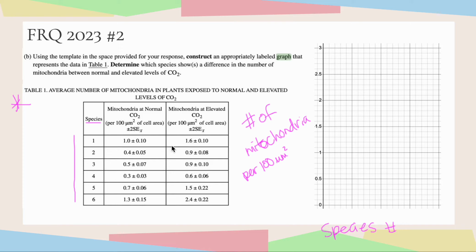So let's go ahead and start it off. On the x-axis, we want to just make sure that our spacing is even. So we have 20 boxes across here and we only have 6 species.